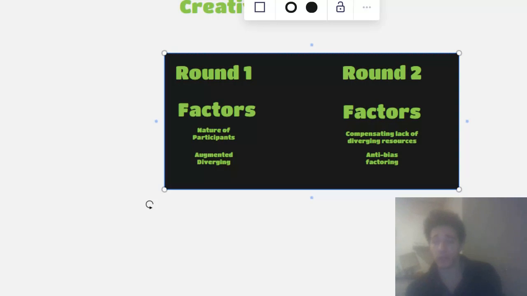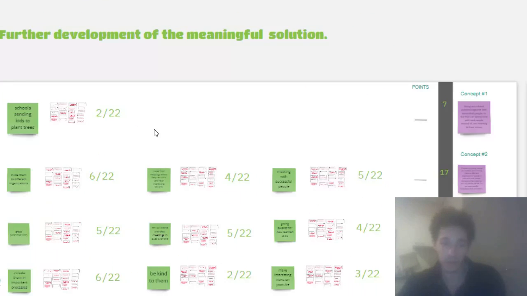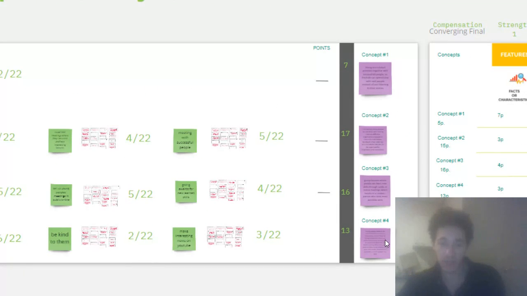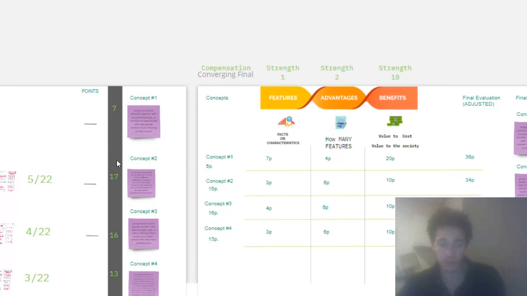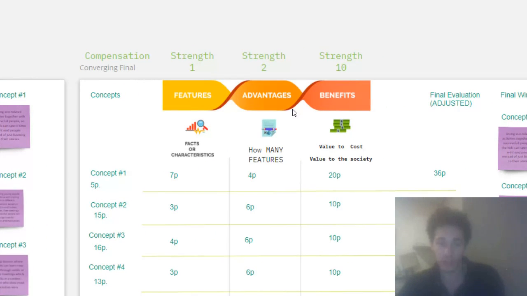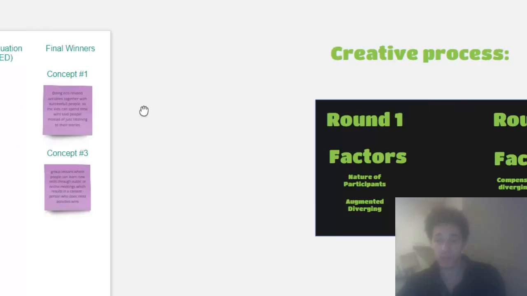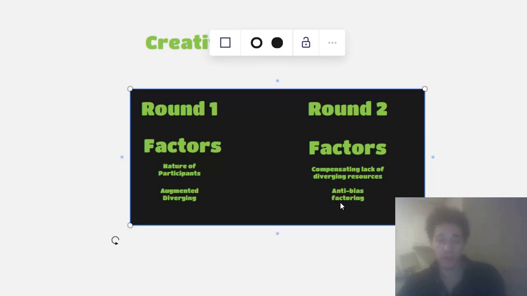So for the second round, I pretty much adapted to bias within this UX equation. As mentioned, I tried to balance the obvious bias against the winner concept, against the other three concepts, which had double the amount of core parts. I tried to compensate by changing a little bit of the features and adding additional points based on the context related to the Hamachi question categories. So both value to cost and value to society, which essentially gave way to the final winners. Anti-factor biasing.